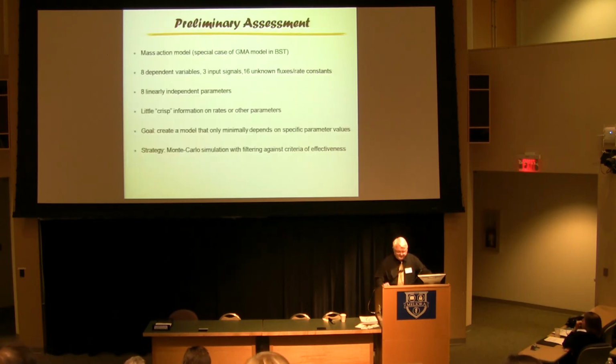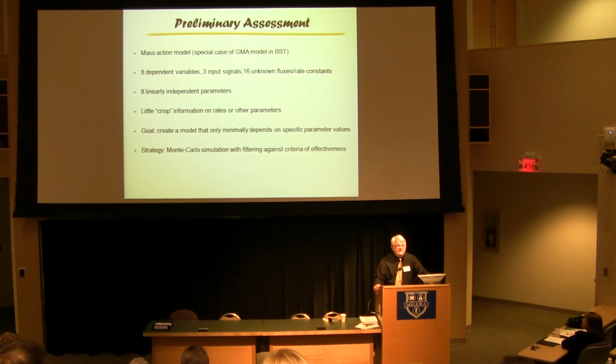Does it matter? So we set up a model. It's a mass action model in this case, which happens to be a special case of general mass action systems in BST. Here we did mass action because everything we want to do is relative and order of magnitude. We have 8 dependent variables, 3 input signals, 16 unknown flux rate constants. We have 8 linearly independent parameters, so if you look at the steady state operation, you can throw out some of the parameters.